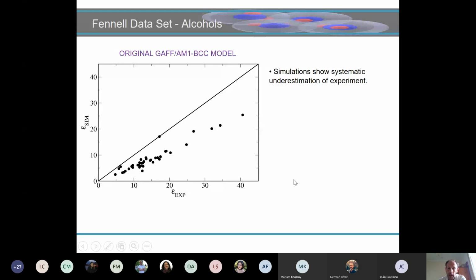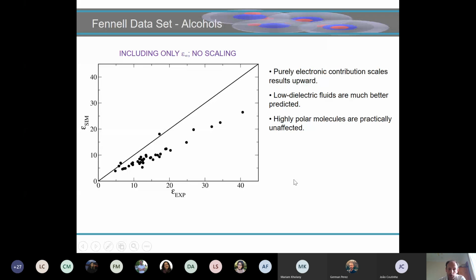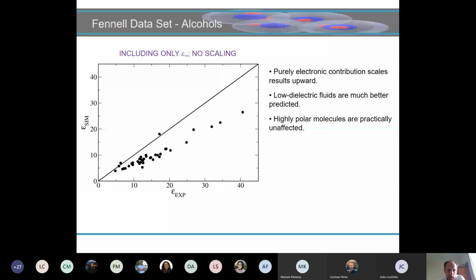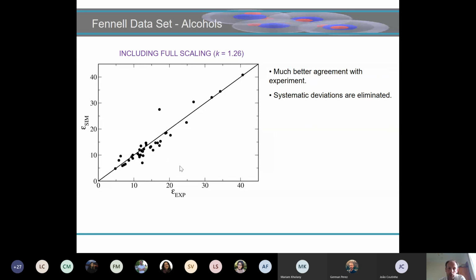So the first thing we can do is add epsilon infinity. A small difference, but the difference is systematic. You now increase all the dielectric constants by a nearly constant value, epsilon infinity. You can already see that the low dielectric molecules are now much better predicted than before, so you correct part of that systematic error. But the most important step is to include K. This K, again, was determined for methanol and then extrapolated to all the other molecules. You see that by doing that, we completely eliminate systematic deviations in the data.